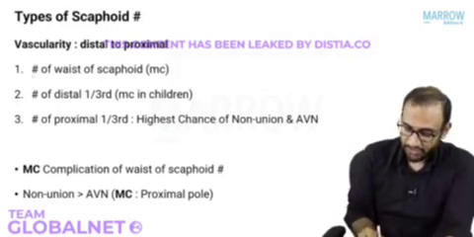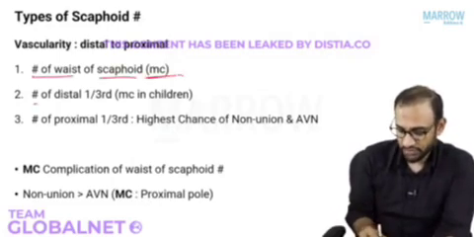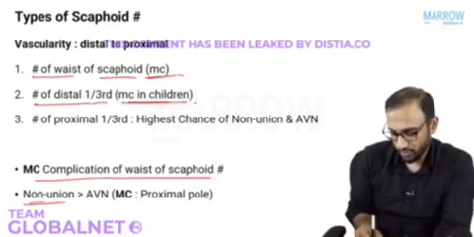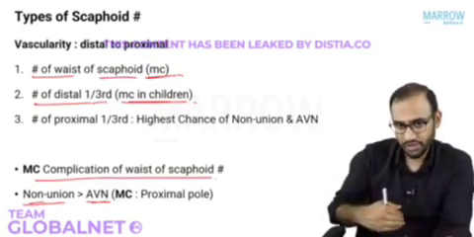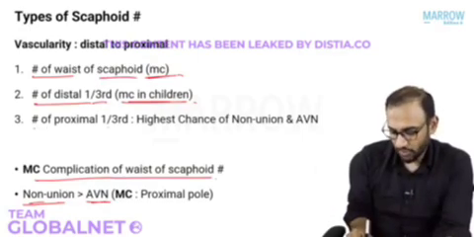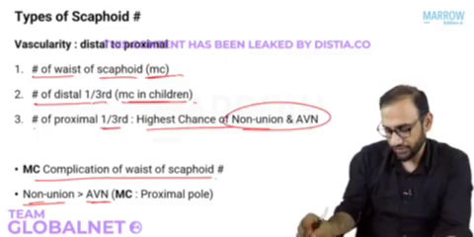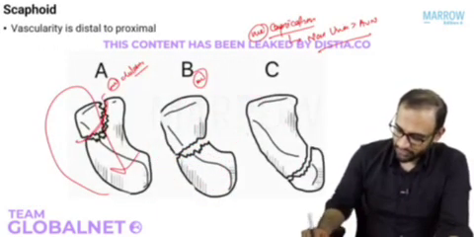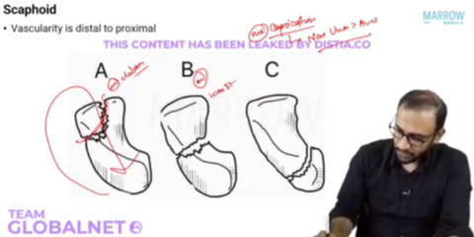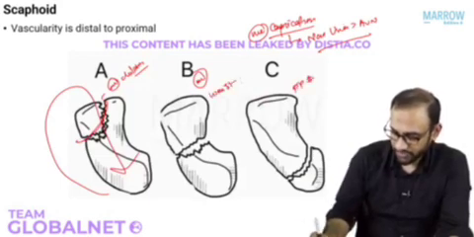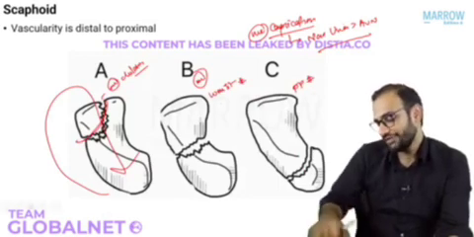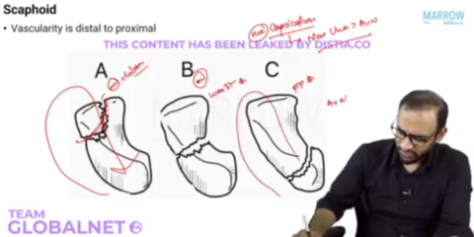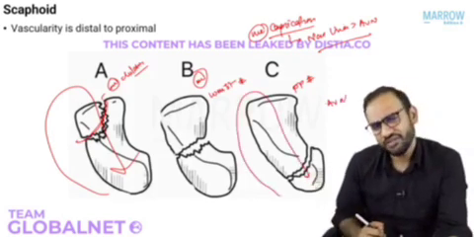So look at this. Fracture of the waist of the scaphoid is the most common. Fracture of the distal 1/3 is most common in children. Most common complication of the waist of scaphoid is non-union more than avascular necrosis, and it occurs mostly in the proximal pole. Now, fracture of the proximal 1/3 has the highest chances of non-union and avascular necrosis. What basically this statement means is, among the two fractures, that is the fracture of the waist of the scaphoid and the proximal pole fracture, of these two, which fracture has highest chances of avascular necrosis?